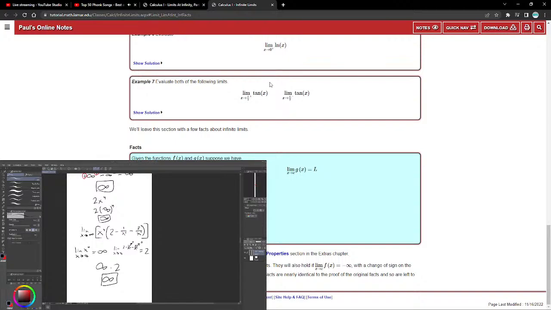If L is greater than 0, what's L? Oh, the answer of the limit of g of x as x approaches c. Then the limit of infinity, basically infinity times a positive L is going to be infinity. And then for 3, infinity times a negative L is going to be negative infinity. So yeah, pretty much what I thought.